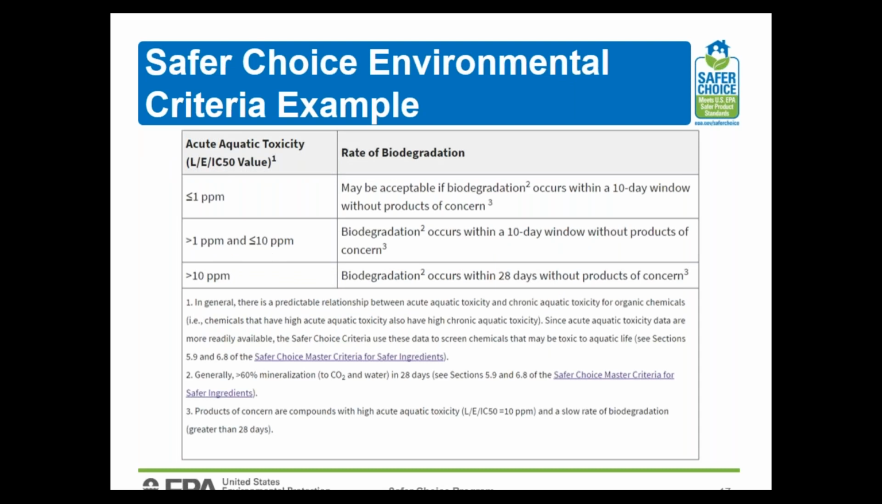I mentioned surfactants earlier, and here is exactly what I was talking about with respect to the aquatic toxicity and the rate of biodegradation. This slide might be a little bit hard for you to see, but it's all available on our website. Essentially, what this slide is showing is that if a chemical has a chronic toxicity, an LC50, less than 1 ppm, it might be acceptable in our program if the biodegradation is within a 10-day window. Between 1 and 10 ppm, it has to be within the 10-day window, and greater than 10 ppm, we would require 28-day biodegradation.